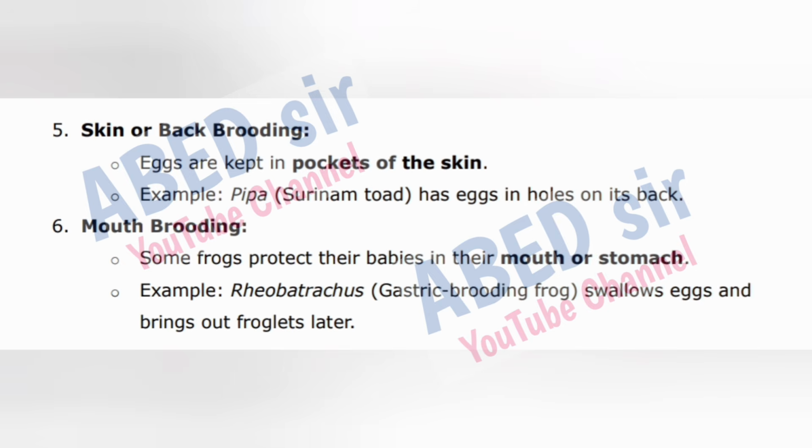5. Skin or back brooding: eggs are kept in pockets of the skin. Example, Pipa, Suriname toad, has eggs in holes on its back. 6. Mouth brooding: some frogs protect their babies in their mouth or stomach. Example, Rheobatrachus, gastric brooding frog, swallows eggs and brings out froglets later.